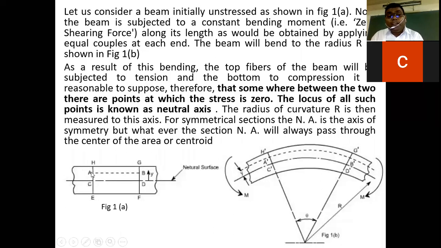So before, the length of this filament is AB, shown in the dotted line. Then after applying the couple, it becomes A dash B dash. The length has changed.